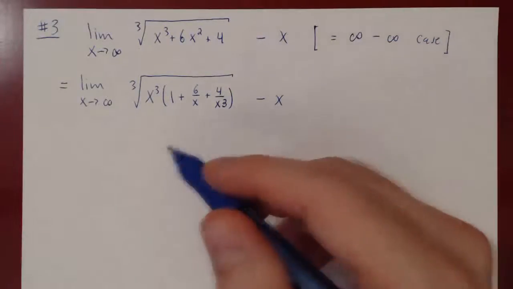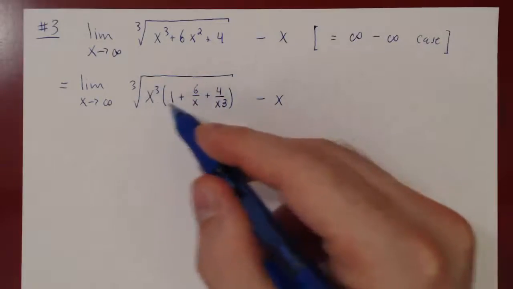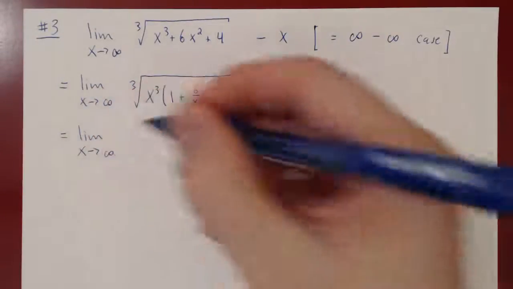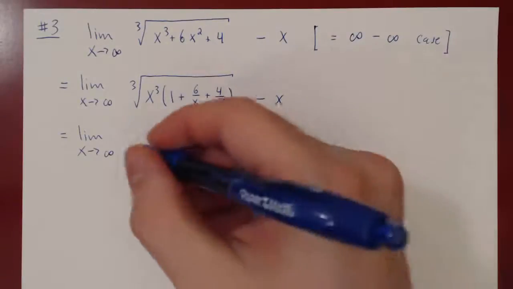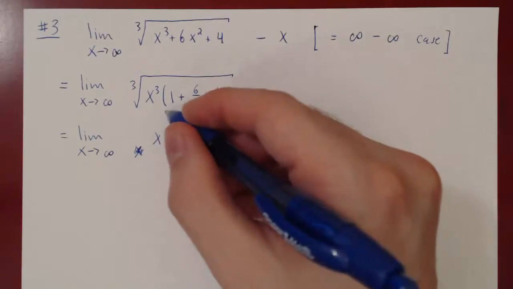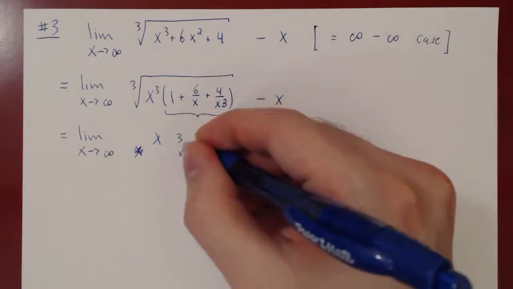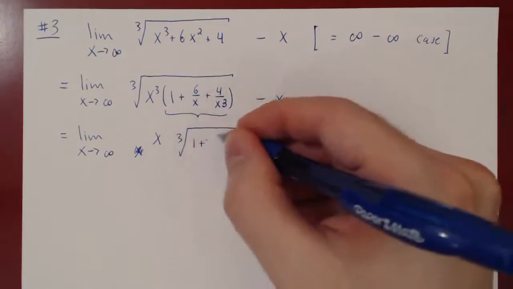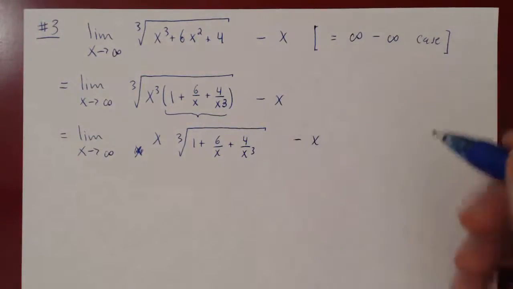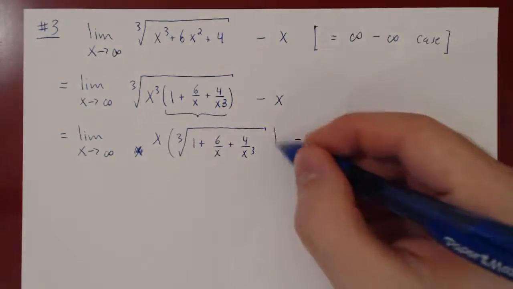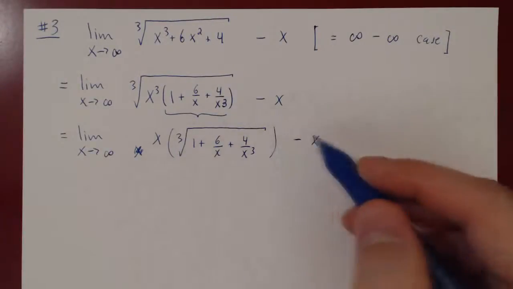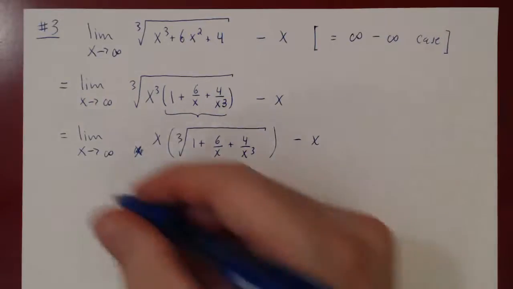And now I'll use here properties of exponents. The root of a product is the product of the two individual roots. So I'll have the cube root of x cubed, that's just x, times the cube root of the leftover term, 1 plus 6 over x plus 4 over x cubed, minus x. And if you notice now, this is x times this minus x. Both the first and the second term are multiplied by x, so that's a common factor. Let's factor x from the expression.